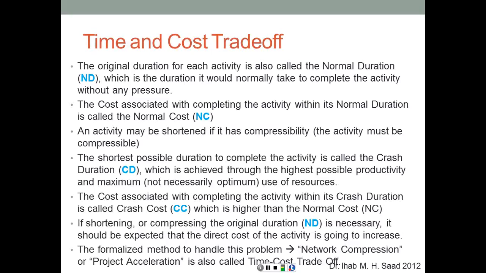The cost associated with completing the activity within its normal duration is called normal cost. So normal duration is the time it's going to take to do the activity under normal conditions, and the cost associated with that is normal cost.